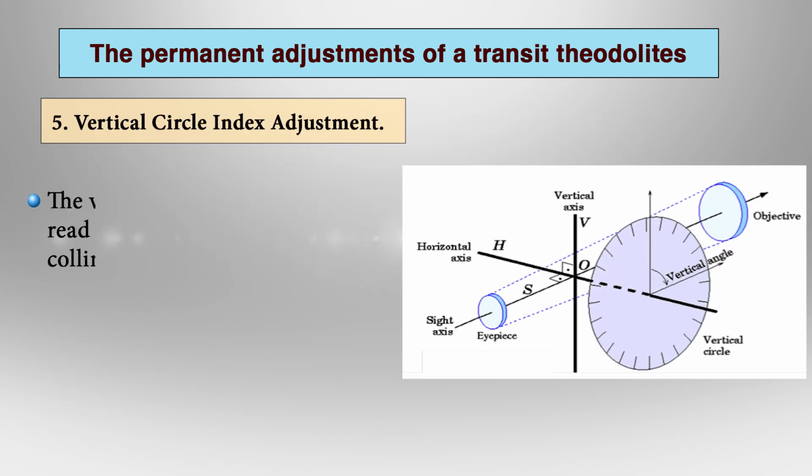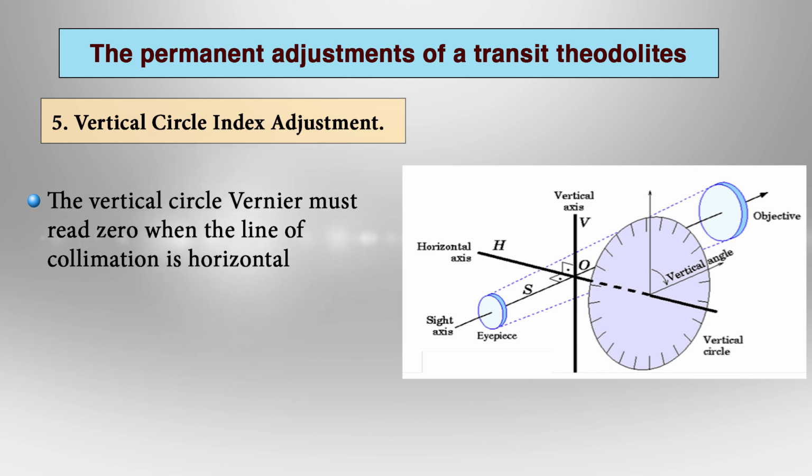Now, the last is the vertical circle index adjustment. The vertical circle must read 0 when the line of collimation is horizontal. So, for accurate reading, we need to ensure that when the line of sight, that is the telescope, is placed horizontal, the vertical circle should read 0.